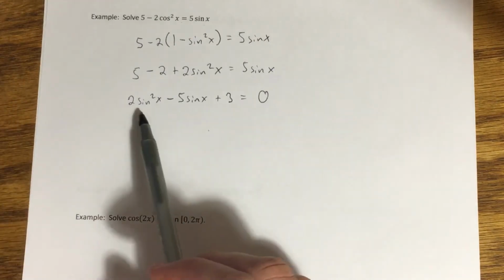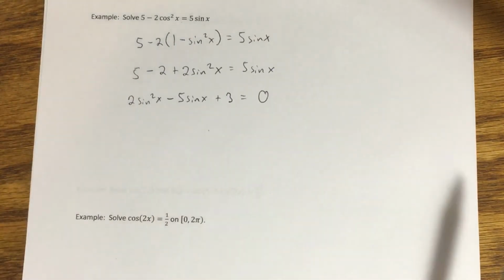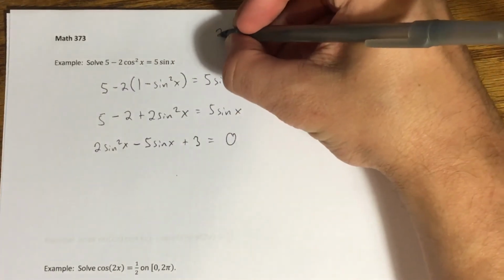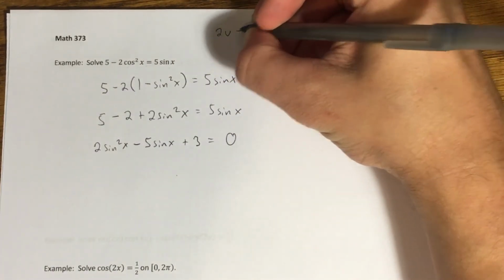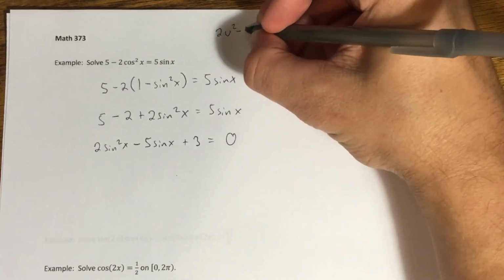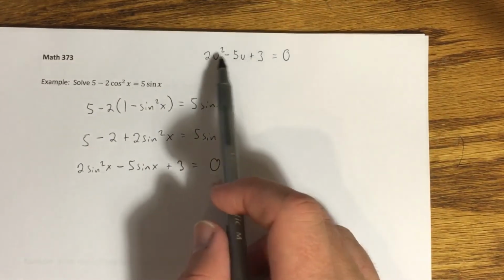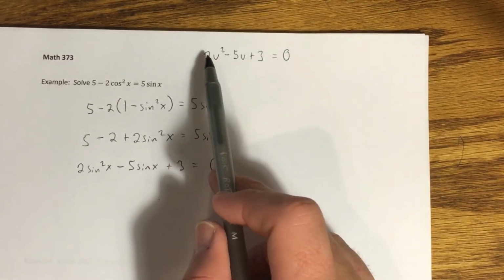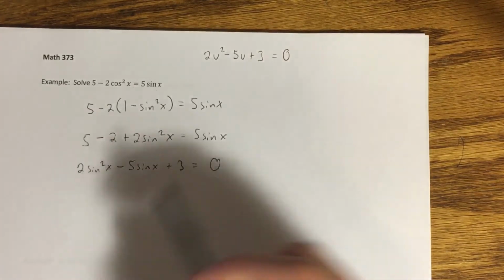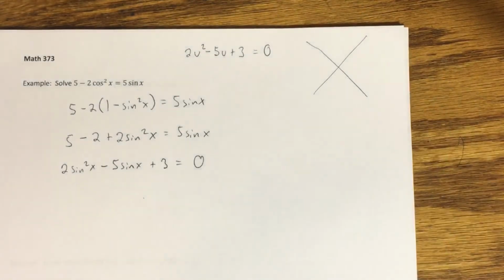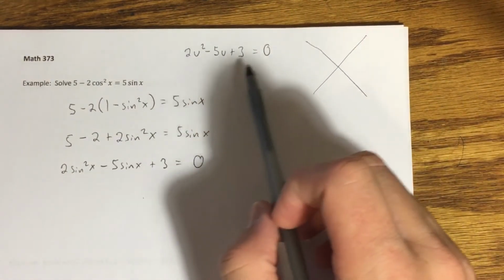Now notice, if I take sine of x and call it u again, to make that variable substitution, this equation can be written as 2u squared minus 5u plus 3 equals 0. And this is a polynomial, specifically a quadratic, with a leading coefficient of 2. There's a specific way that you can go about factoring these things that you learn in algebra, and I actually teach this in a way that not everybody teaches, so it might be worth looking at that.